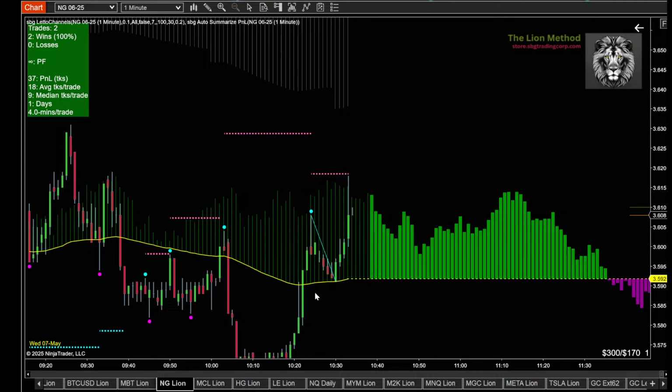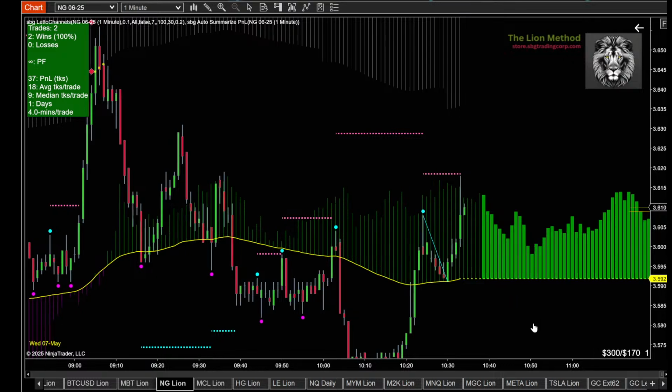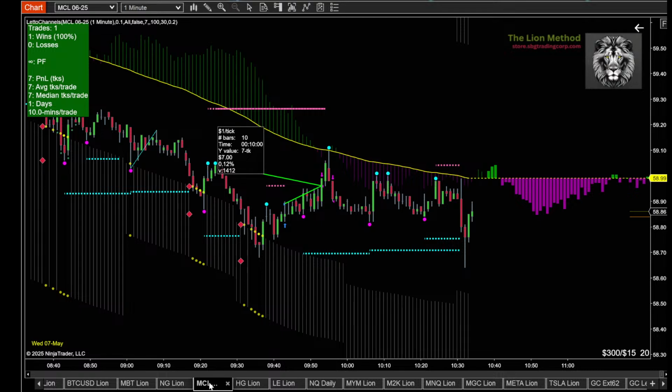MA is mostly down. Tendency is up. You could risk 170 bucks if you were to risk it down to here. Going long, you target there. Well, I don't know. I'd like a stronger trend before we start doing that. MCL.